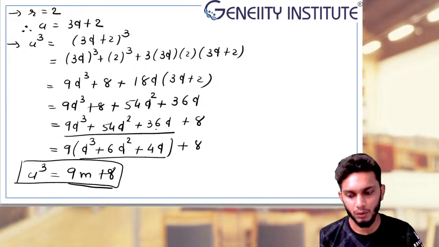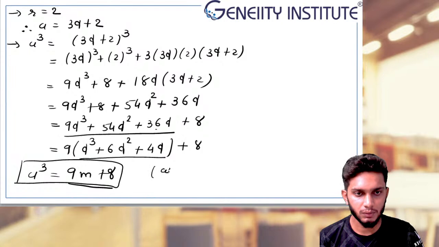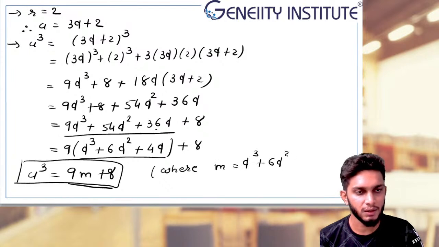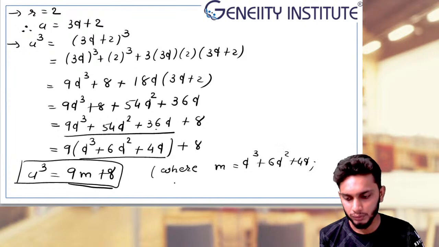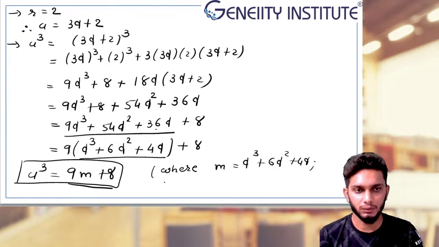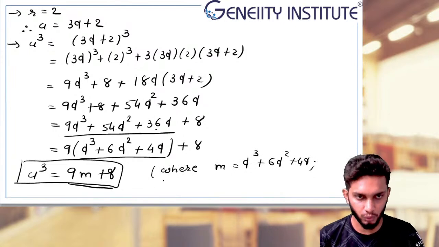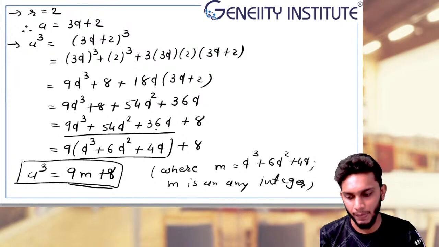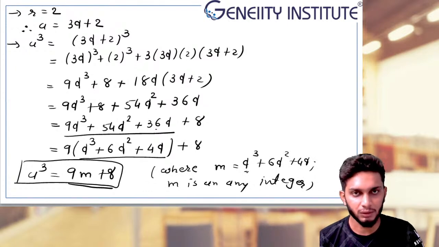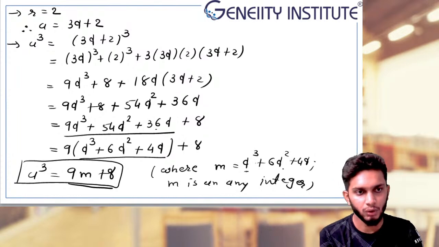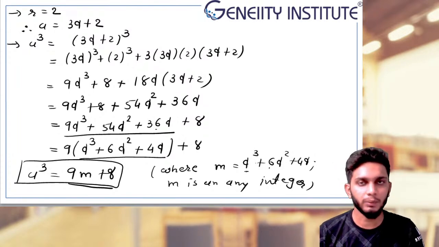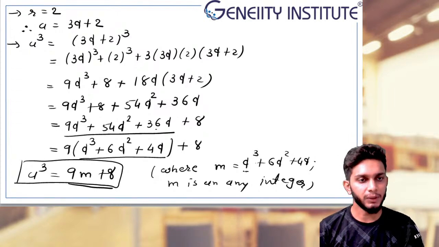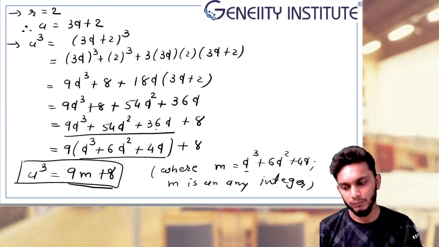We got this form where m is equals to q cube plus 6q square plus 4q, and m is any integer. Why integer? You know that q is also an integer, so q cube is an integer, q square is an integer, 6 times q square is an integer, 4 times q is an integer, and the addition of all integers is also an integer, so m is an integer.